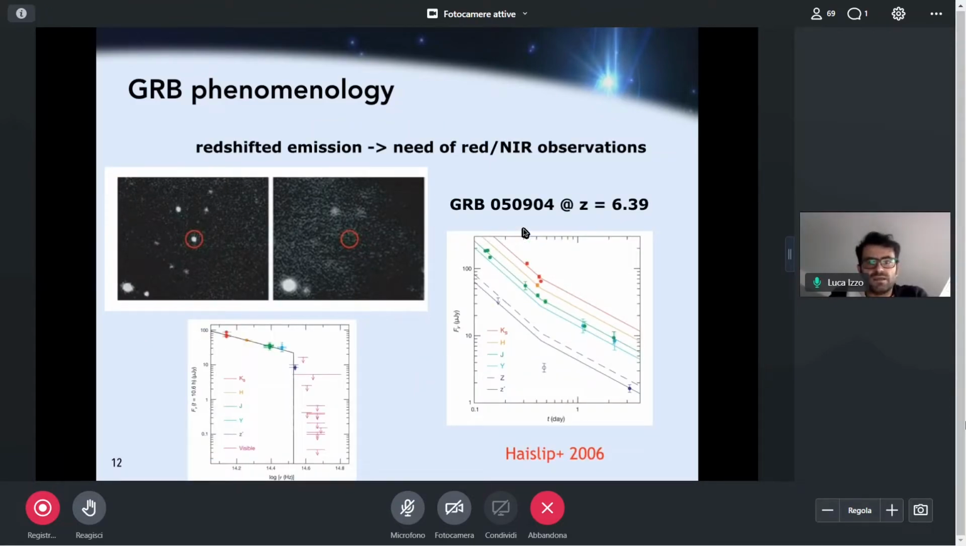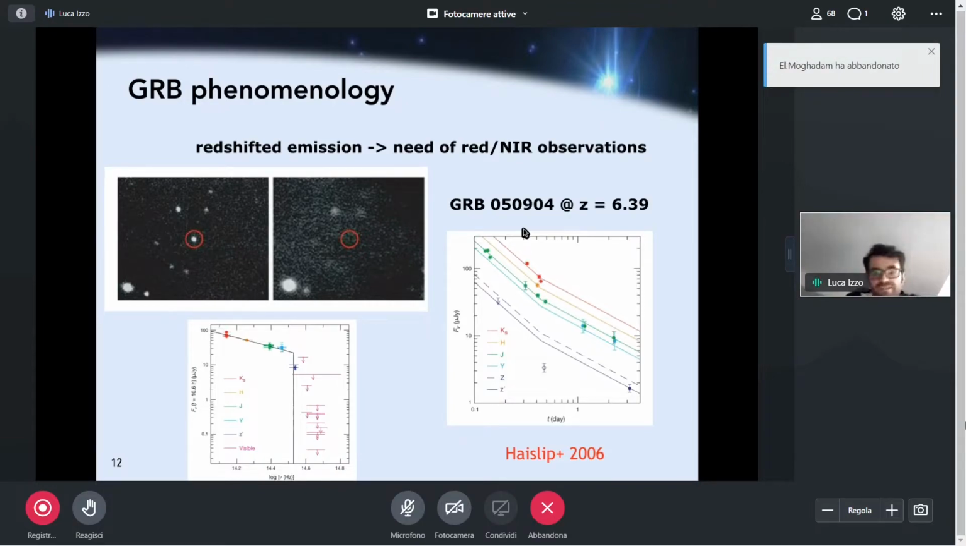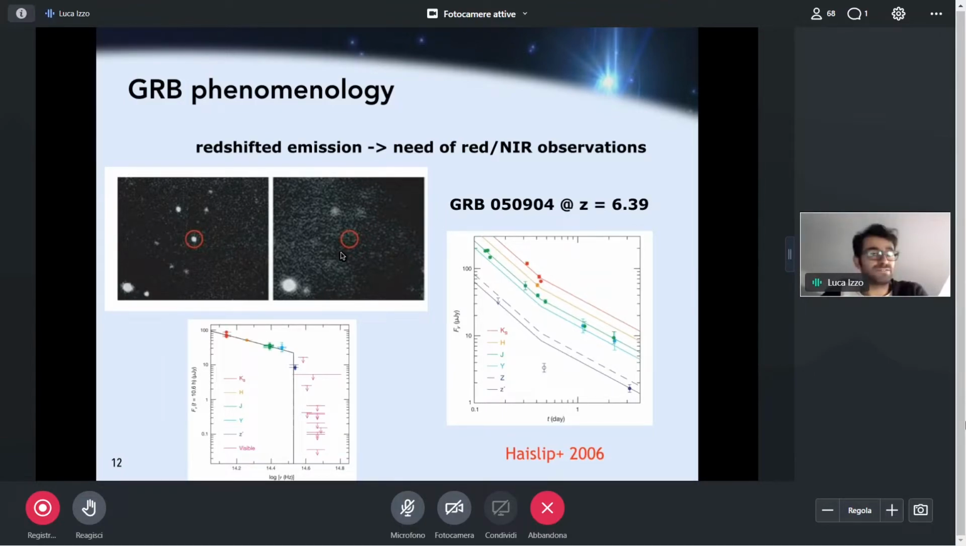Now, from the optical point of view, if we want to observe GRBs at high redshift, we need telescopes and detectors capable of observing at wavelengths as long as possible. In particular, if we want to detect GRBs at redshift larger than 6, we really need detectors in the near infrared, given that the Lyman alpha break at this redshift is around 10,000 angstrom, almost in the near infrared range.